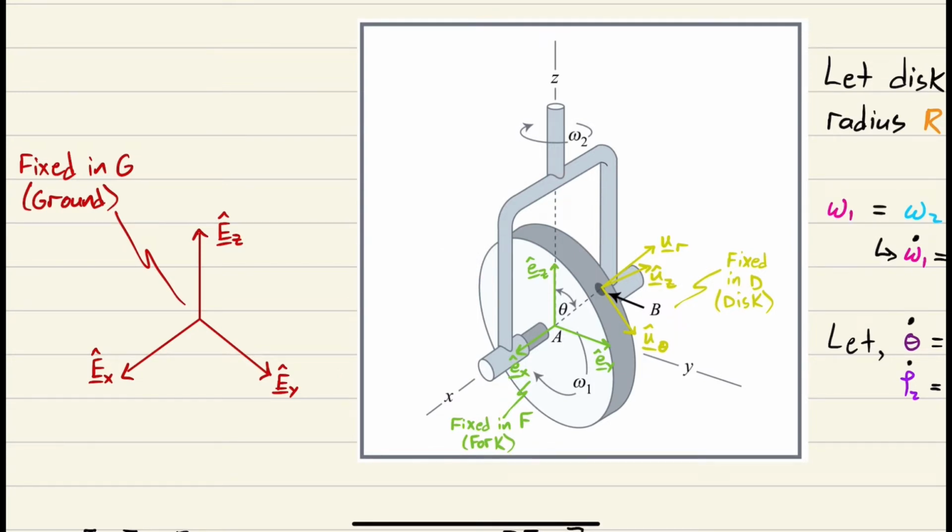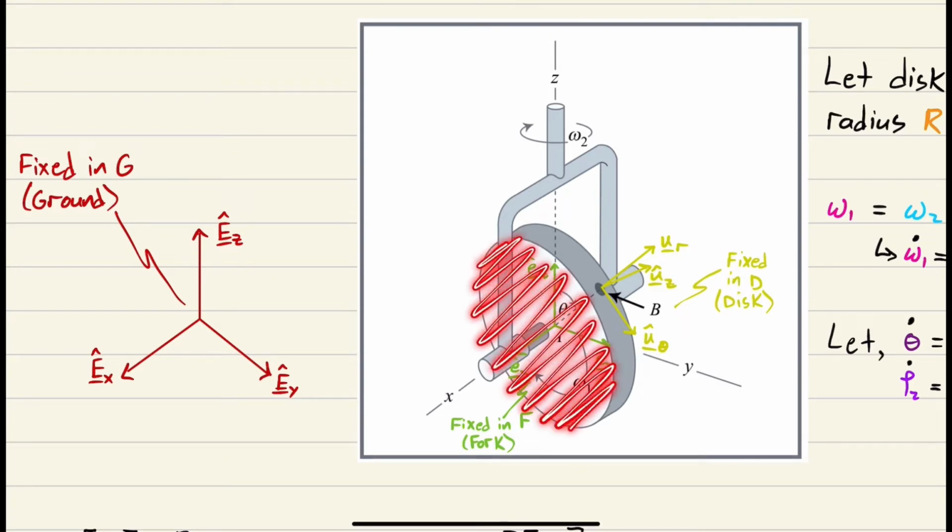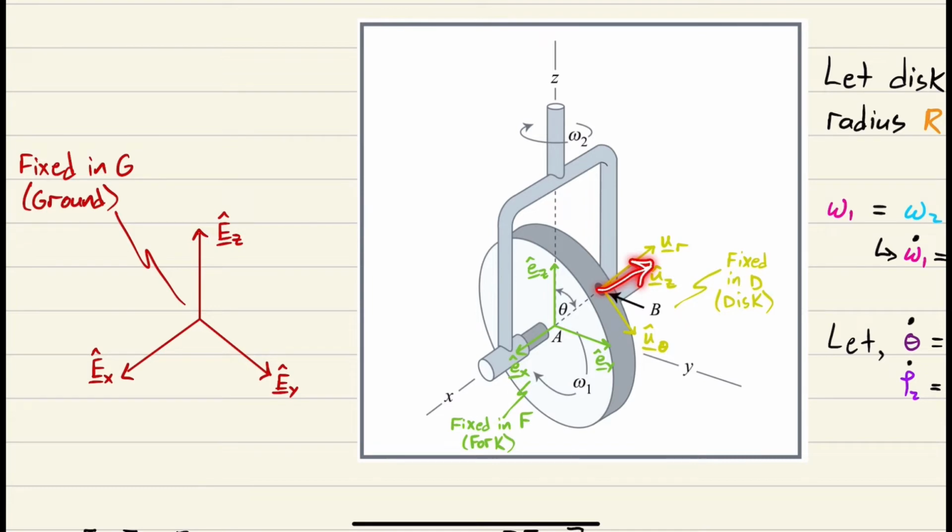And then lastly, we have this frame fixed to the disk. So fixed in D. In this yellow frame, UR is pointing from the center of the disk, point A, out to our point of interest, point B. So that's UR direction. UZ is perpendicular to the disk, and it's going backwards in that direction. That's UZ. And then U theta is equal to UZ crossed with UR will give us U theta. And you can see it's perpendicular to our plane of rotation here. All right, so that's our setup.